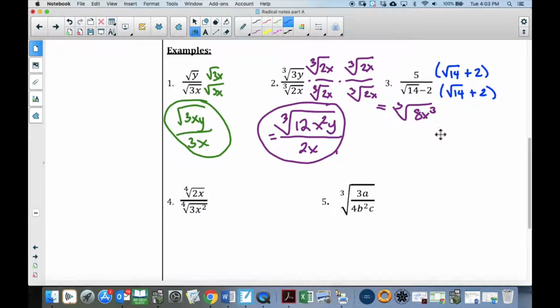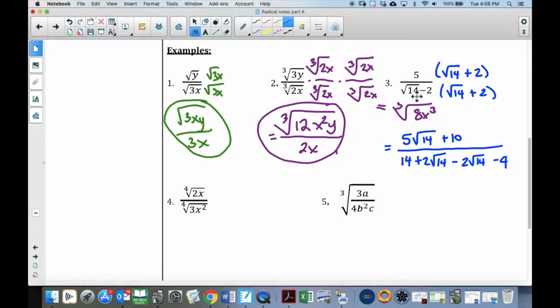Do you remember conjugates? We talked about conjugates when we were doing imaginaries. So here we need to take advantage of the conjugates. This was radical 14 minus 2. I'm going to multiply by radical 14 plus 2. And if I do it in the denominator, I have to also do it in the numerator. So now I'm just going to distribute my numerator, and in my denominator, I'm going to do my double distribution. So in my numerator, I just have 5 radical 14 plus 10. I'm distributing. In my denominator, I'm going to have a 14 plus 2 radical 14 minus 2 radical 14 minus 4.